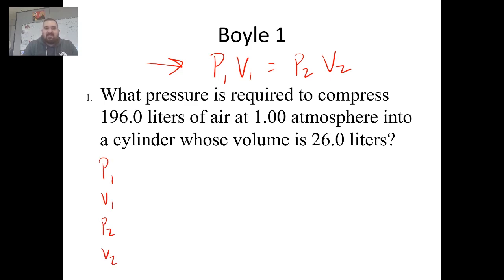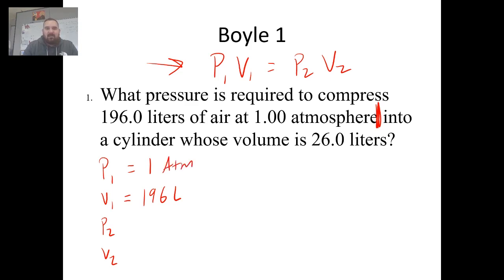So let's read this. It says, what pressure is required to compress 196 liters of air at 1 atmosphere? So I'm going to pause right here. So 196 liters of air at 1 atmosphere. Is this initial or final? This is initial. So 196 liters, what's that? That's going to be V1. So 196 liters. And then what's 1 atmosphere? That's P1. So that's going to be 1 ATM.